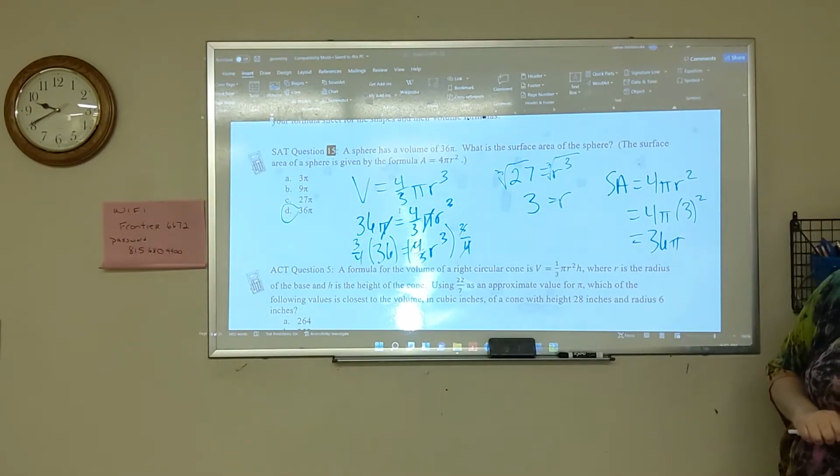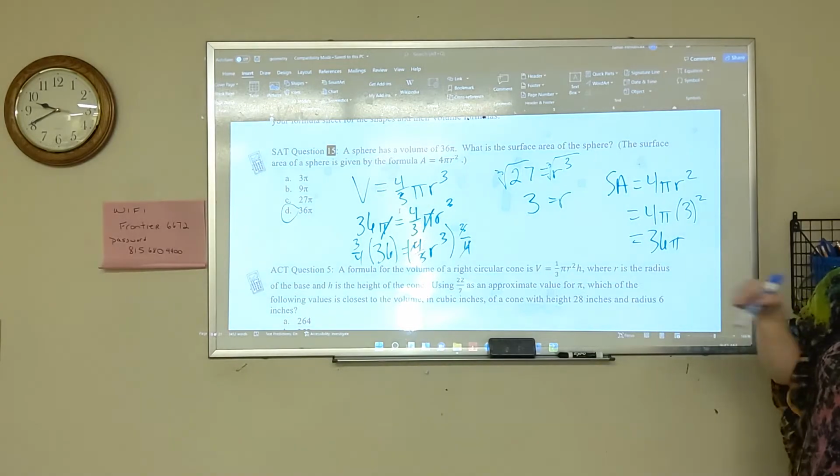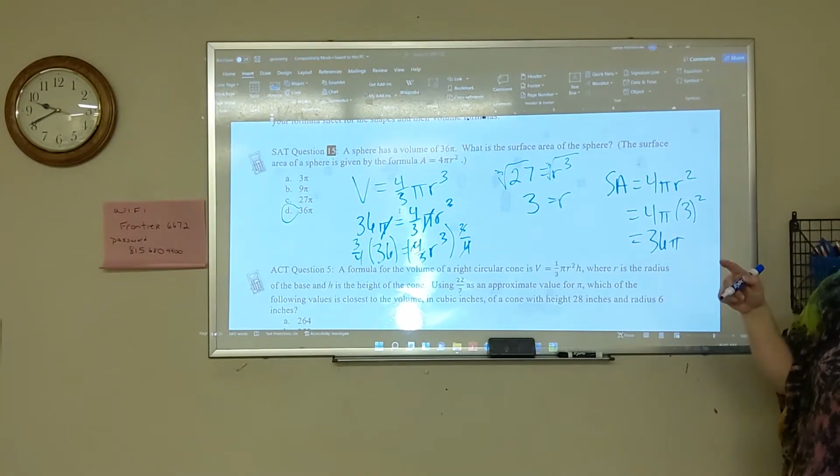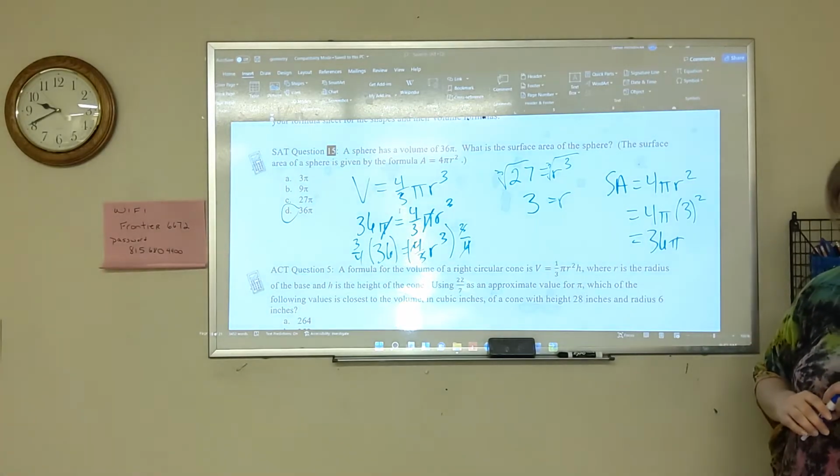Ma'am? For a cube or a box, like a rectangular shape, you would just find the area of each face and then add it up. So those you kind of do manually. There's no real formula for it.